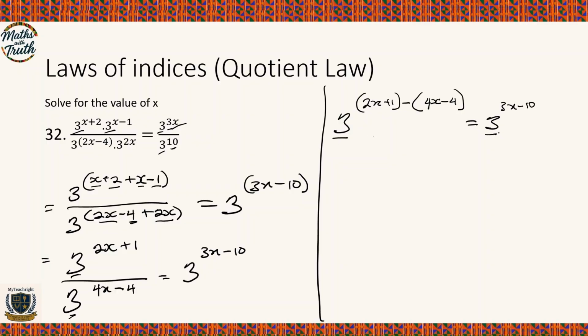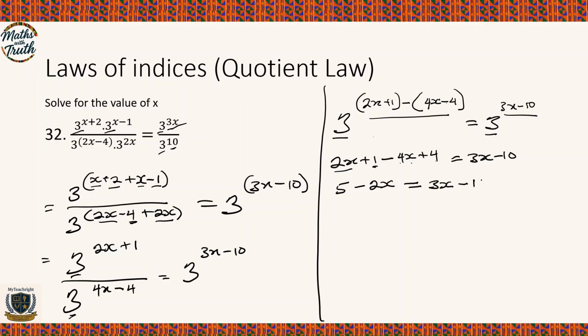Since we have equal bases, we can just equate the indices. Okay, and so we have 2x plus 1 minus 4x, and negative, that's plus 4, is equal to 3x minus 10. And so here you have 1 plus 4, that is 5, 2x minus 4x, that is minus 2x, is equal to 3x minus 10.